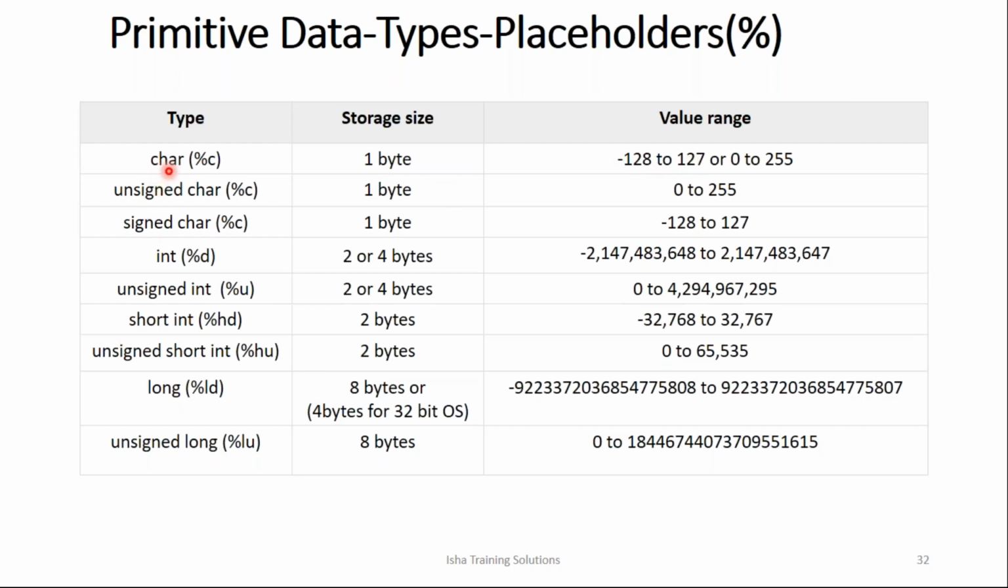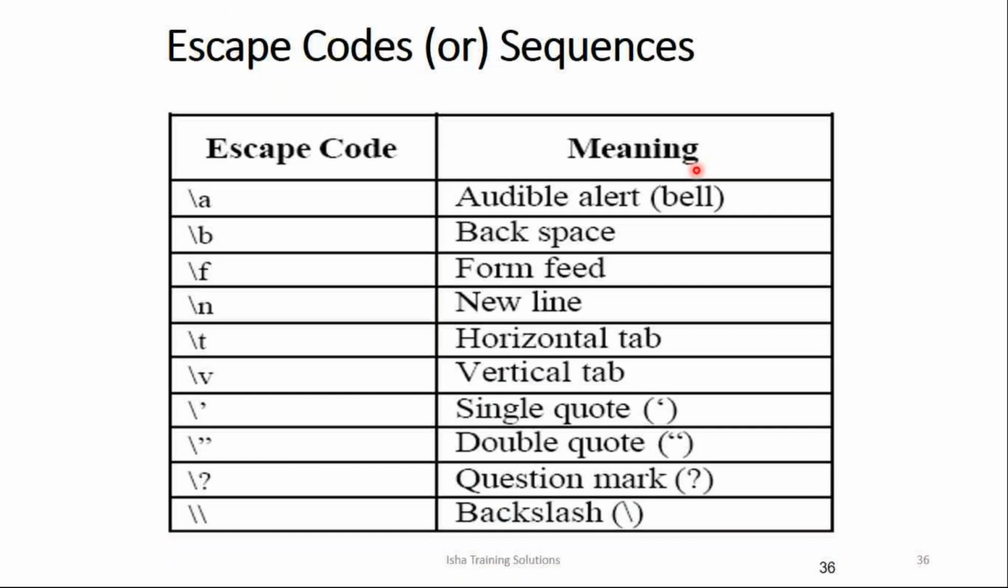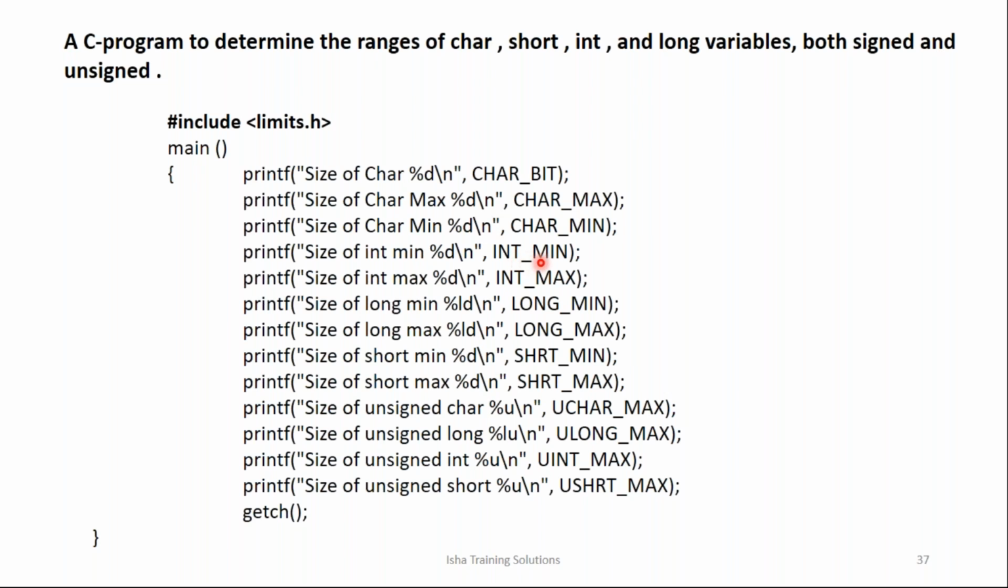Character, we have seen the minimum value and maximum value. Like that, we have different data types: minimum and maximum value of long, minimum and maximum value of short, maximum value of unsigned character, unsigned long, unsigned int, unsigned short. Like that, we have different types of data type values. You can check it.